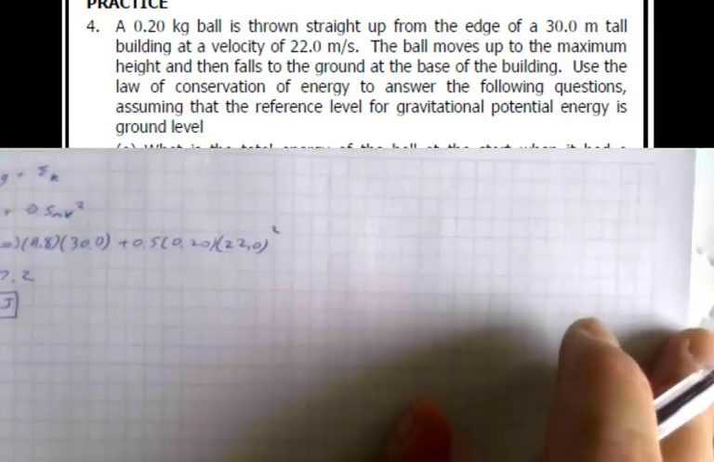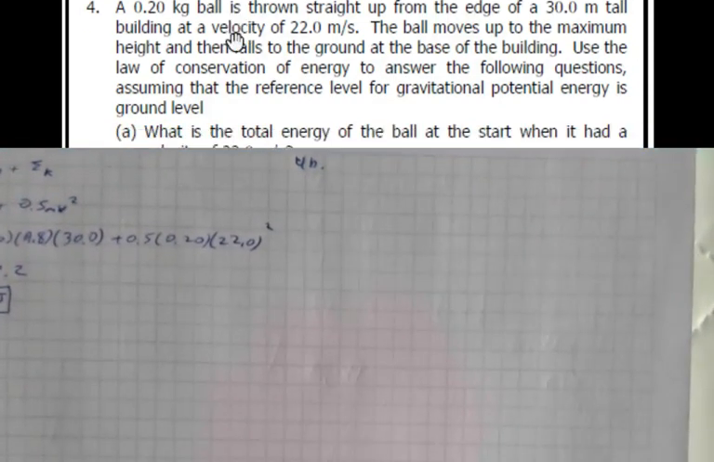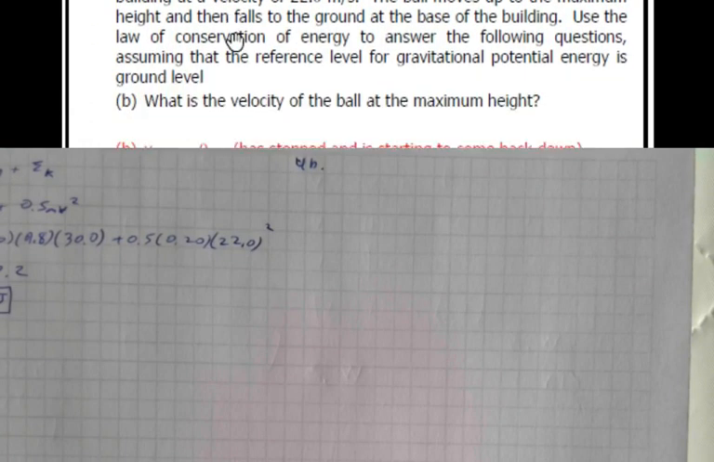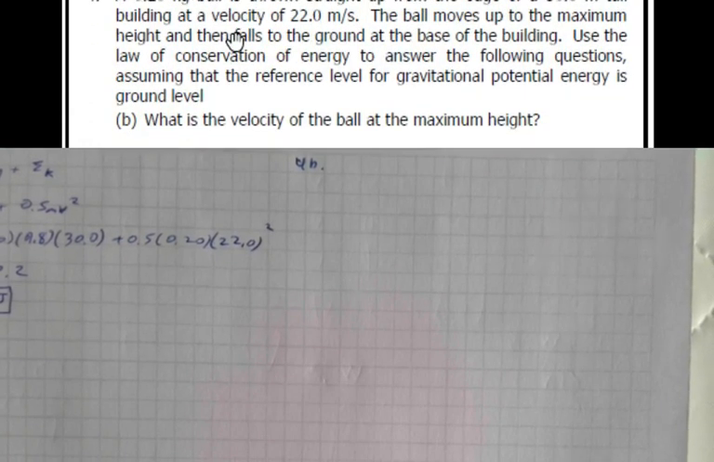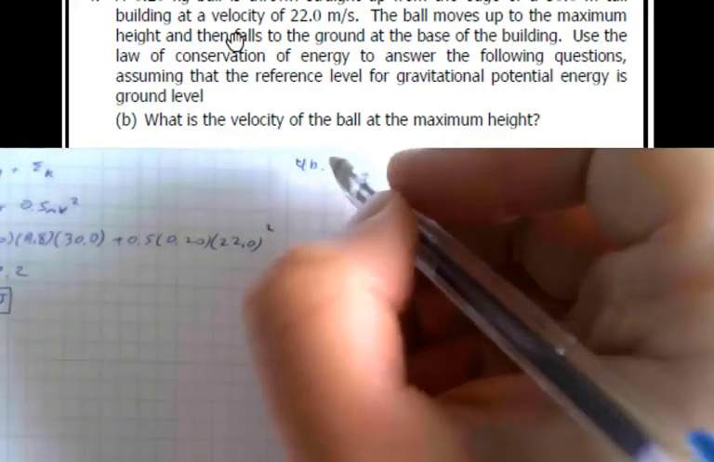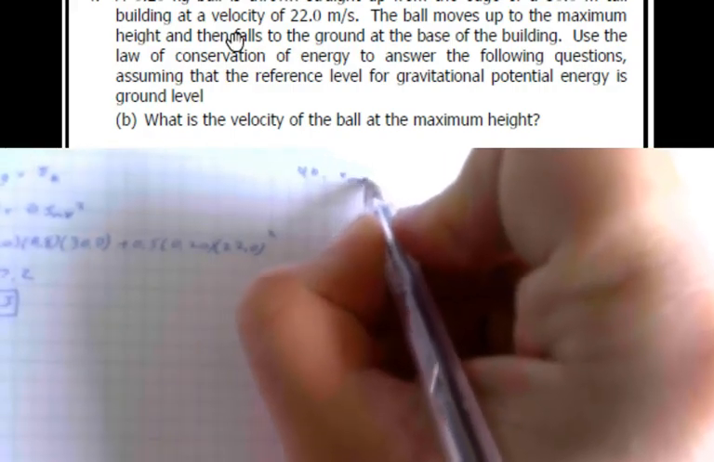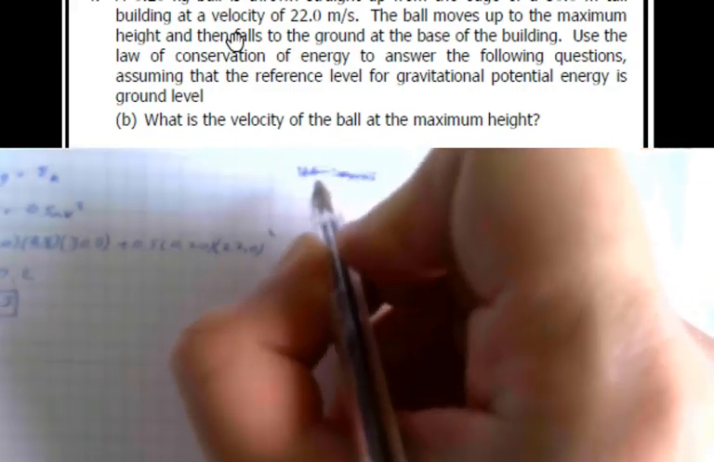Next, let's move over to the side here and do 4b, because 4b asks the velocity of the ball at maximum height. So the ball is thrown straight up. The ball moves up to the maximum height and then it falls down to the ground. Well, this is a bit interesting because its maximum height means that the ball is slowing down, it stops, and then it starts to go down again. So for 4b, v, I guess it should say v at max height.